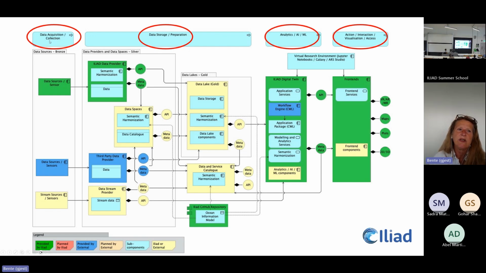So data acquisition and collection on the left side. Then you have data storage and preparation of the data. You do the analytics using the data, so that you will get out a service. And then finally, you have the interaction, visualization and access for the end users. You see there are many different steps that go into this process. We will provide you with a small challenge or two where you can test out this system.